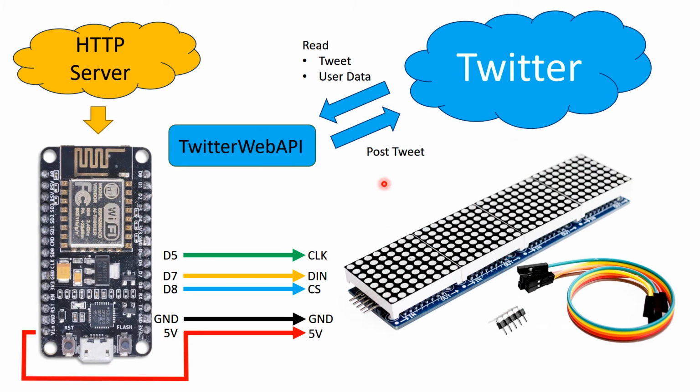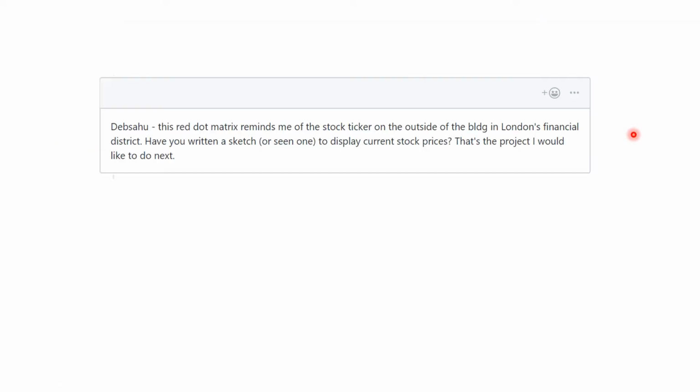So recently we built a system where a NodeMCU communicates with Twitter and displays the message on a dot matrix display. If you haven't seen this video, I'm going to leave the links here. But after posting that, one of my viewers mentioned that these dot matrix displays look like the tickers that move in the front of the London Stock Exchange.